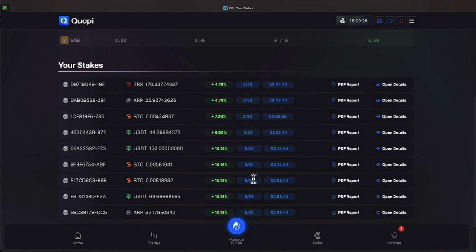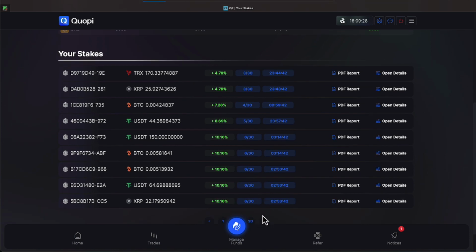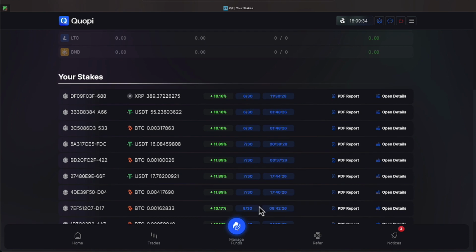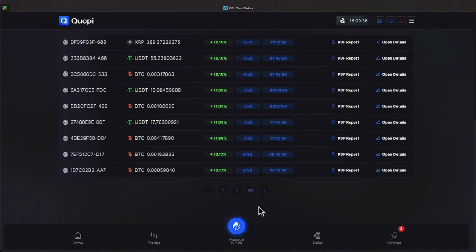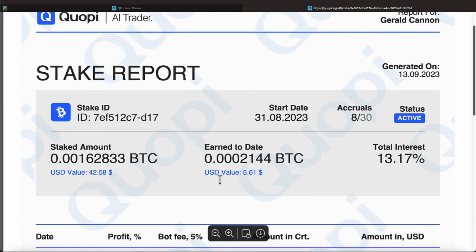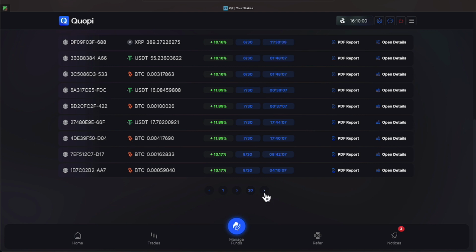On six trading days, Quopi has achieved a 10.16%, and on 7 trading days, 11.89%. And on 8 trading days, a 13.17%. And we gave Quopi some Bitcoin right here. Let's take a look and see how that has transpired. We gave Quopi $42.58. Quopi has returned to us $5.61, and that's on 8 trading days, everyone. Still has 22 more to go.